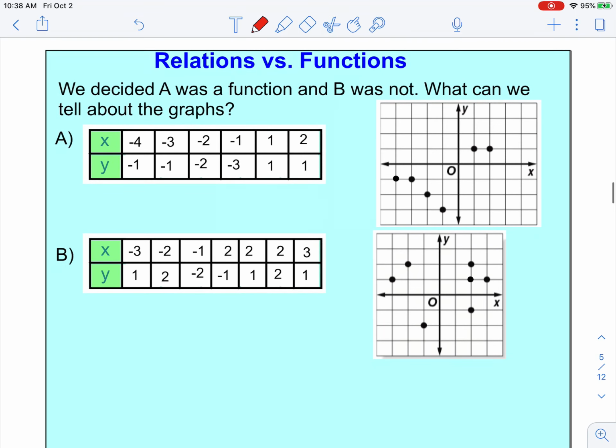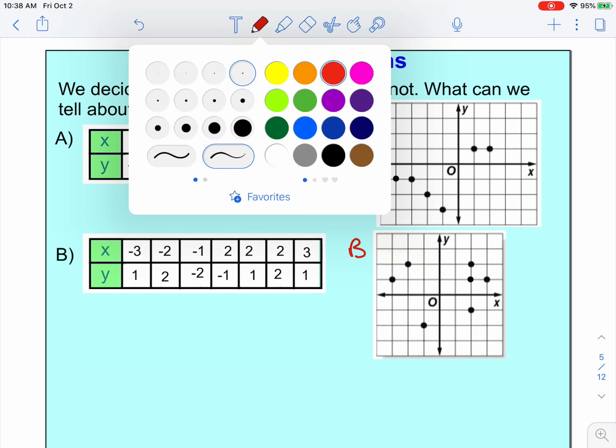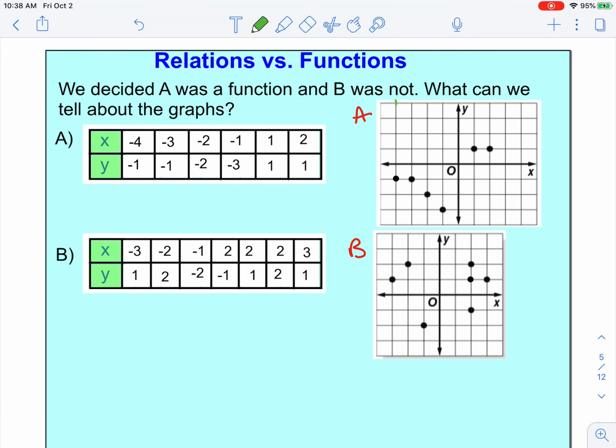All right, so we decided A was a function and B was not. So what can we tell about their graphs? Well, this is the graph for A. This is the graph for B. This is what I was talking about with that vertical line test. If you draw vertical lines here, each x value has only one y value, or you only have one ordered pair on every vertical line.